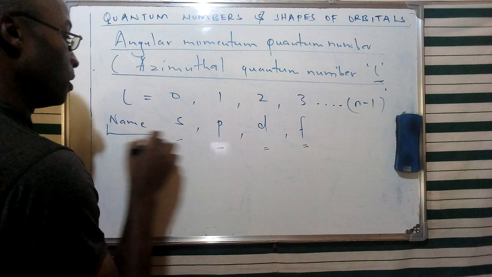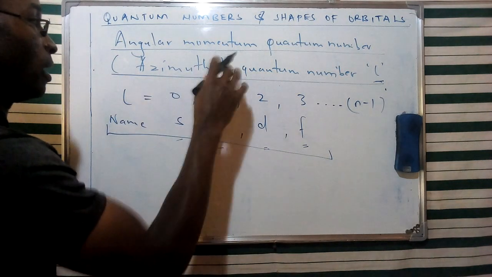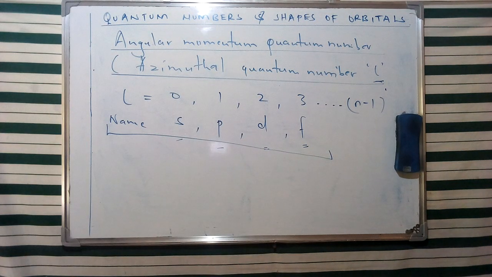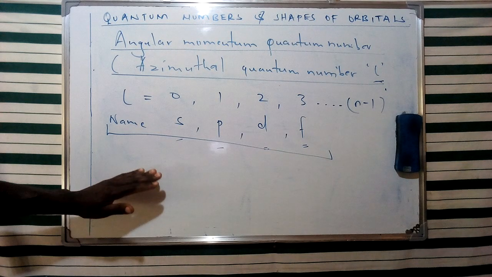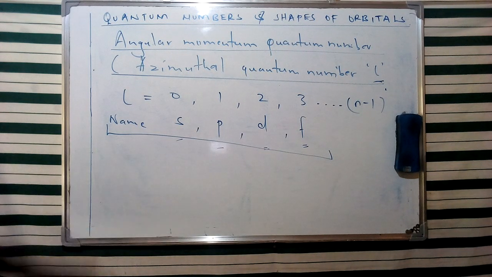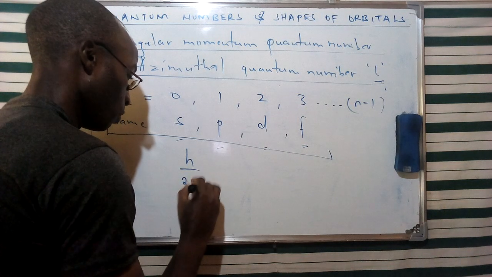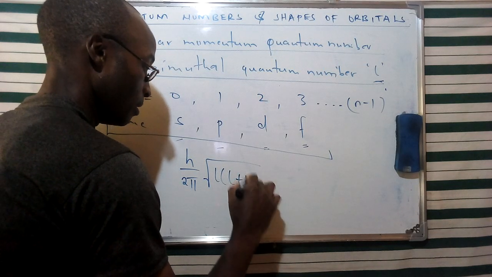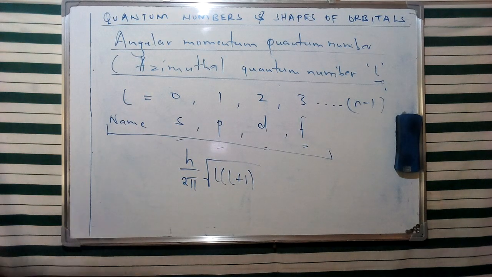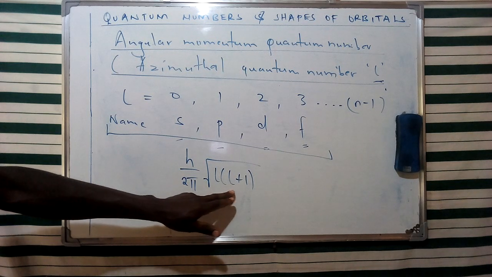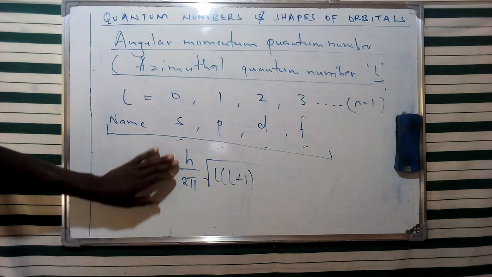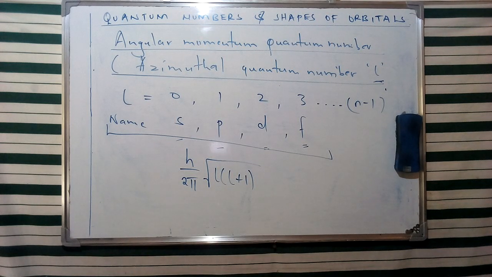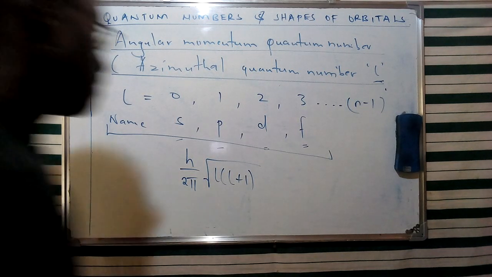So this is going to be the implication of the angular momentum, or the azimuthal quantum number, and it represents the various orbital angular quantum numbers in this specific order. Now we can give this orbital angular quantum number as a multiple of h over 2 pi, multiplied by the root of L times L plus 1. So this is going to represent what we refer to as orbital angular momentum.